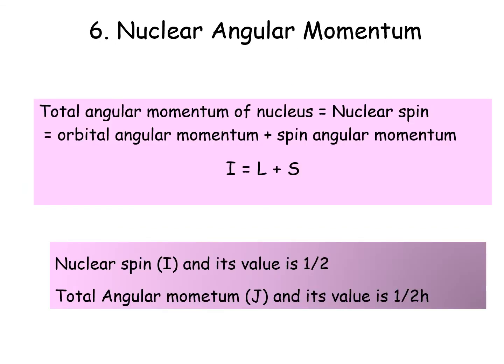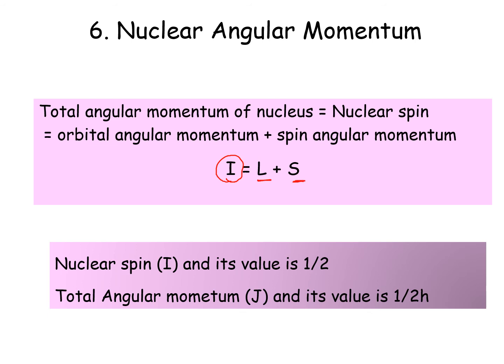Now we come to the next nuclear property, that is nuclear angular momentum. Now, as we know, the total angular momentum of the nucleus, which is also called nuclear spin, is the contribution of the orbital angular momentum as well as the spin angular momentum. Orbital angular momentum is due to motion about the center of the nucleus, and the spin part is due to the motion about its own axis. So here I is called the nuclear spin. This is the orbital part and this is the spin part.